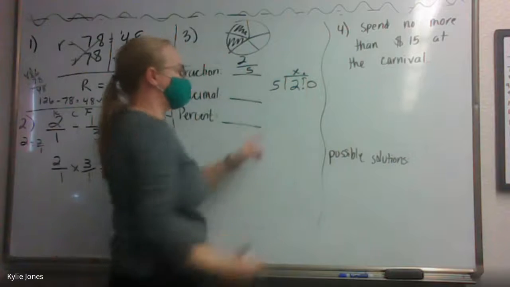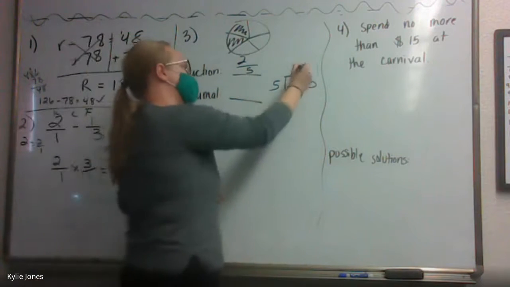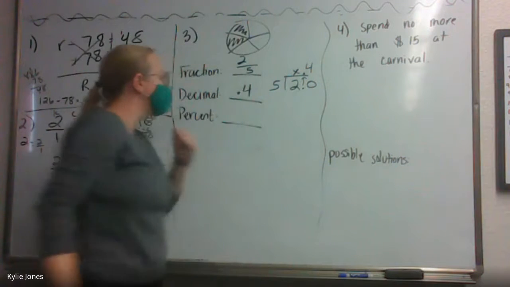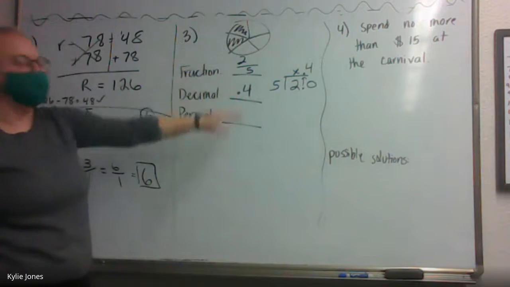Now, does 5 go into 20? Yeah. How many times? 4. 4. Good. So our decimal is 0.4. Then we can take our decimal and change it to a percent.